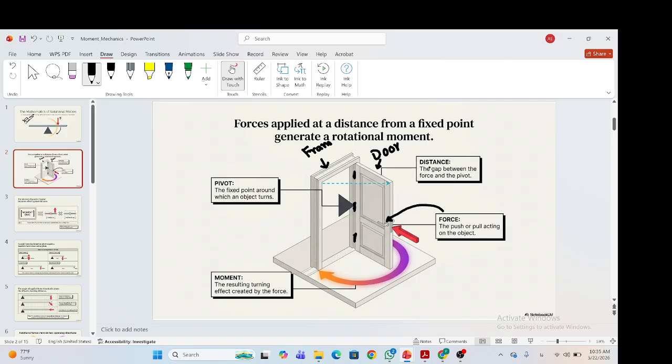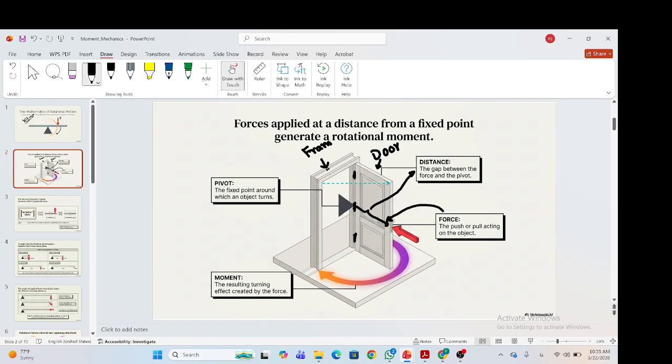Okay, but here we have distance. Distance is the specific part from the pivot to the point where we are applying the force. Here from this point till this point. Okay, so this is called what? Distance. So this distance. Okay, what is the next very important point?